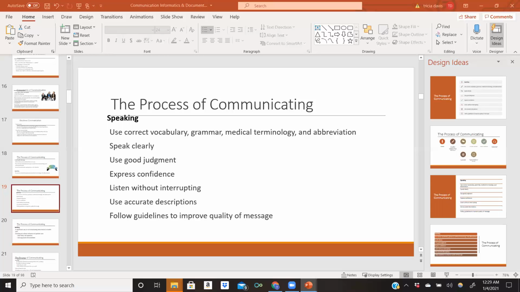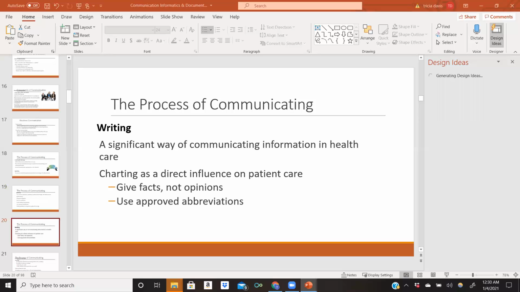You want to use accurate descriptions when you're speaking. If you don't know something, it's okay not to know something. You don't know everything. There's things that I don't know that my patients will ask me, and I'll say, "You know what? I really don't know. Let's look it up." You always have plenty of things in your computer that you can use, and you have different sites that you can go to, or you can even ask other nurses or doctors. If you don't know the answer, you just tell them, "I'm not sure, I'll get back to you on that." And then you want to follow guidelines to improve the quality of the message. So if you've gotten any feedback that tells you, you should do this or that, then you can work on that.